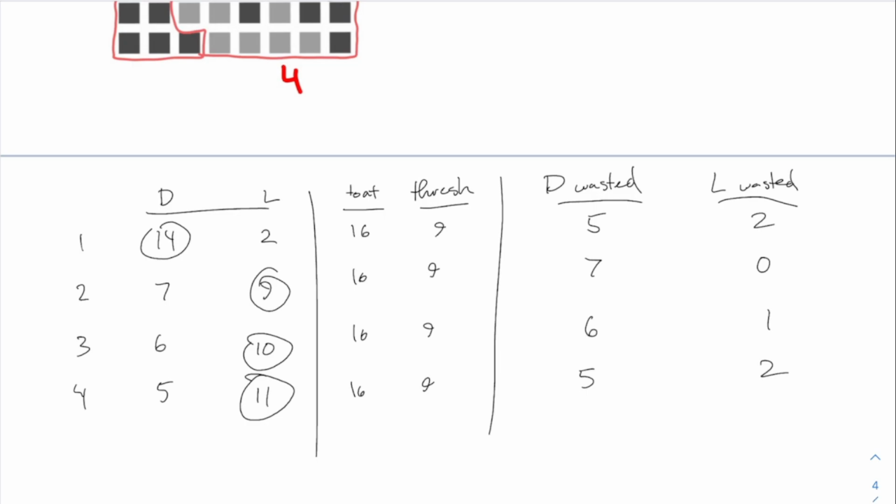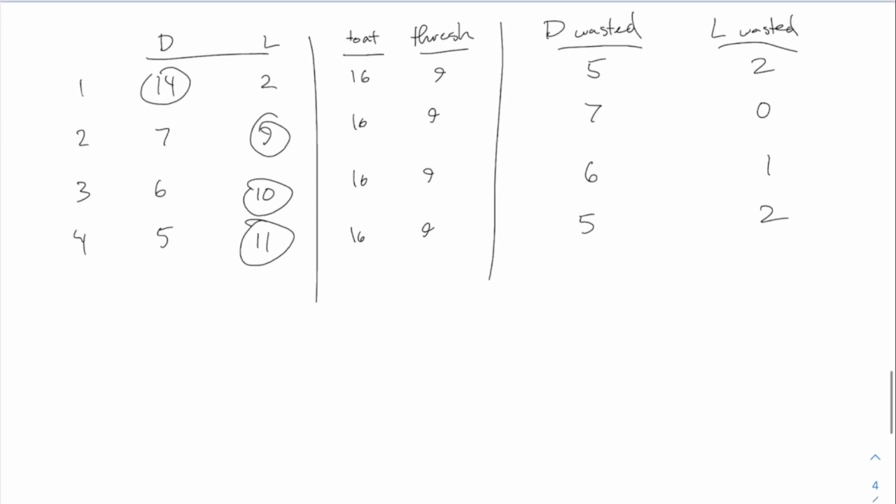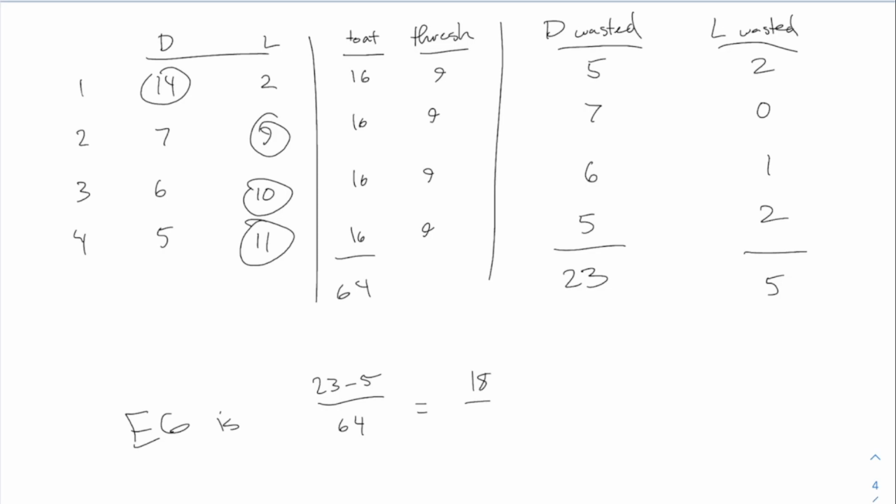All right, I hope that you got those same numbers. Any questions about those? This is the hard part, I suppose. Now we just add everything up and report the answer properly. So adding up the L's is 5. Adding up the D's is 23, I believe. And then we also add up the total, which is 64 here. And so I say the efficiency gap is 23 minus 5 over 64. That, if you do the subtraction, is 18 over 64.